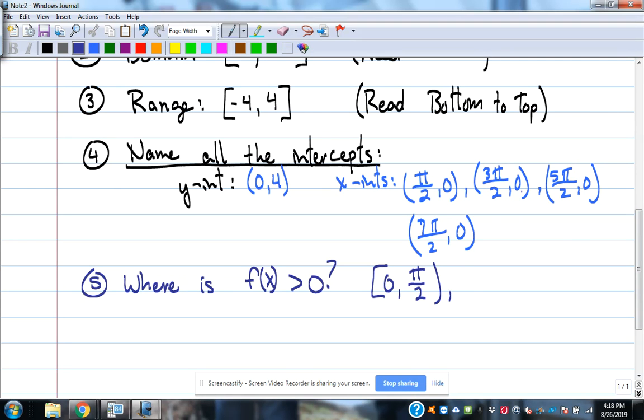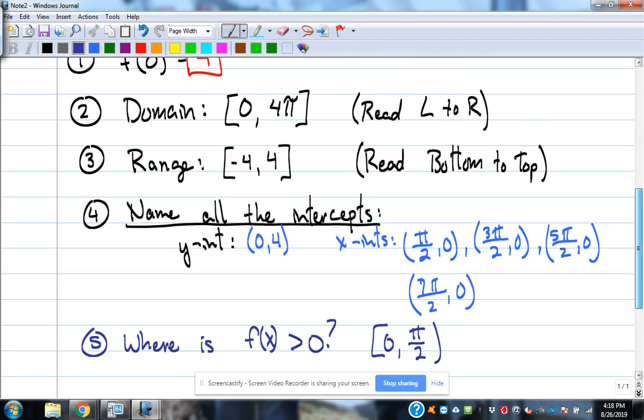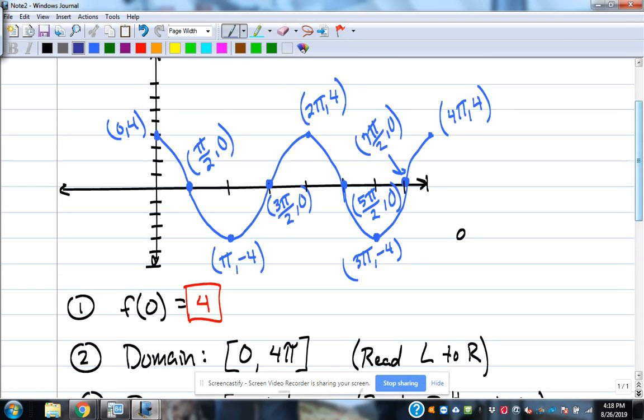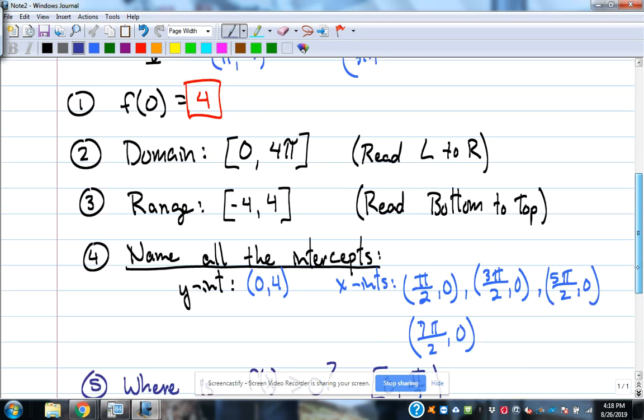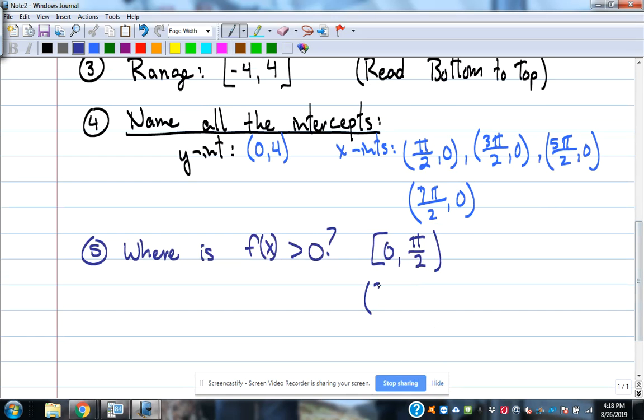But that's not the only place that the y values are positive or greater than 0. Right here, this part of the graph is below the x-axis. So the y values all in this little trough right here are negative. So we know that that's not part of the answer here. When it goes above the x-axis, those y values are positive. That starts at 3 pi over 2 and ends at 5 pi over 2. So that's the next interval, from 3 pi over 2 to 5 pi over 2.